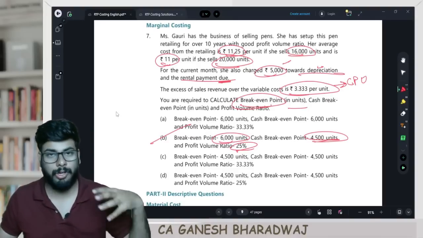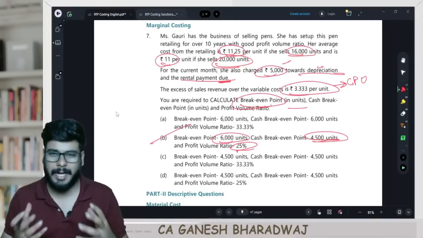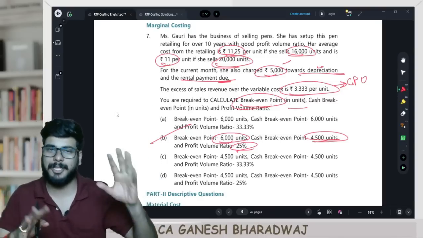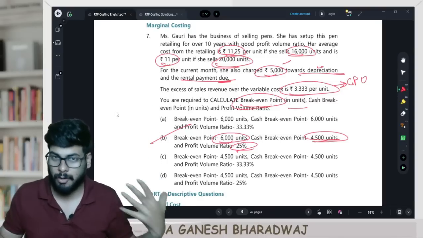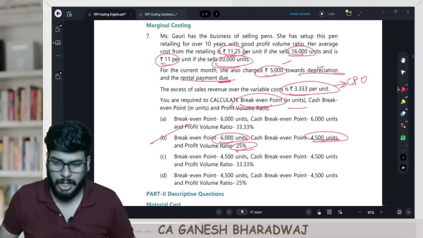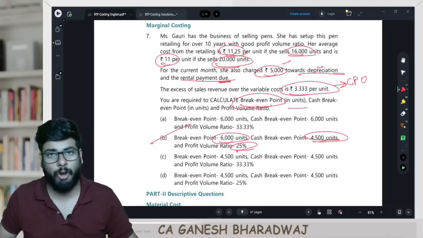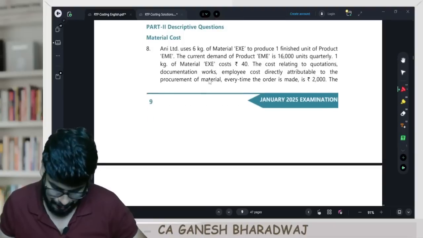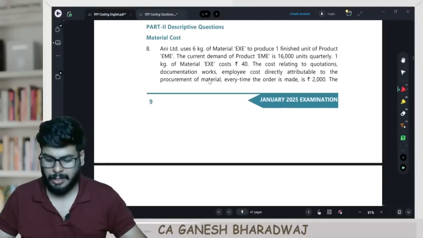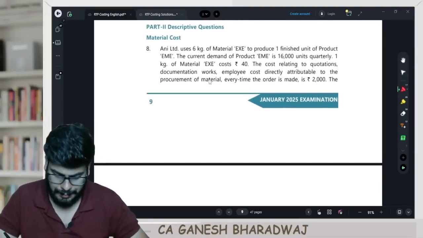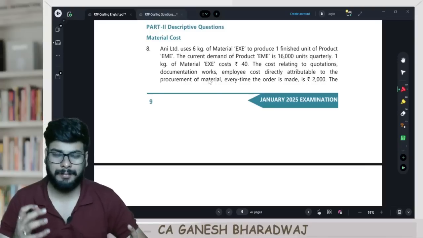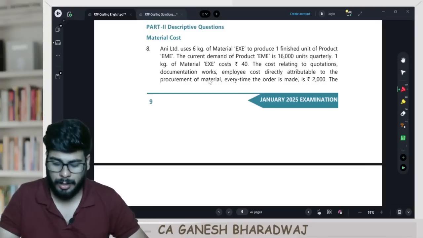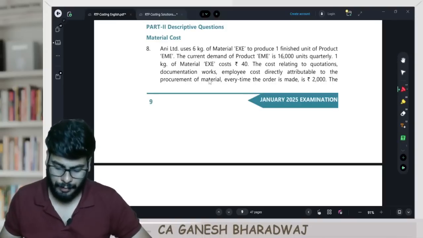Now let's move on to the descriptive questions. Ideally speaking, these are also descriptive questions, but they have just given 4 options and made it as MCQ, but these are also some comprehensive questions that we just solved. So now let's move on to the next segment of descriptive questions. Now question number 8. This question is about material cost. So in this question, they are going to test you on the concepts in EOQ and of course, whether or not to go for a discount. Now let me read this question for you.